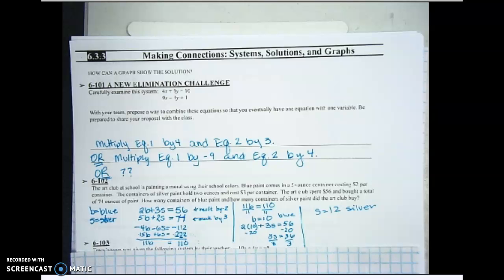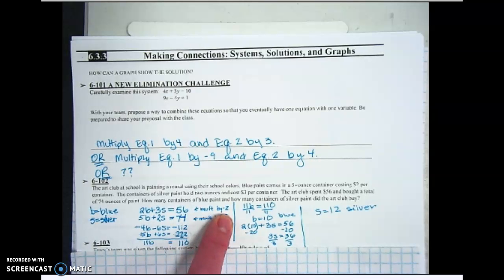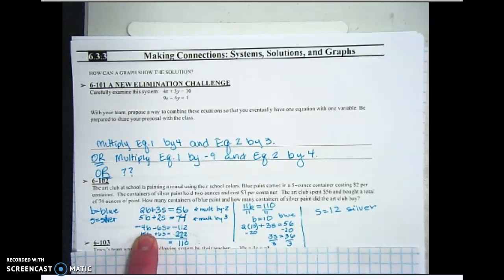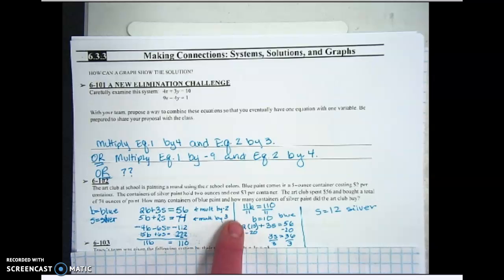The silver, okay? So negative 2 times 2b is negative 4b. Negative 2 times 3s is negative 6s. And negative 2 times 56 is negative 112. Then I multiplied by 3. So 3 times 5b is 15b. 3 times 2s is 6s. And 3 times 74 is 222.